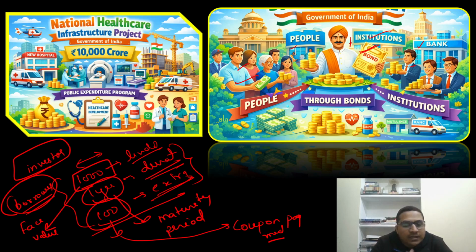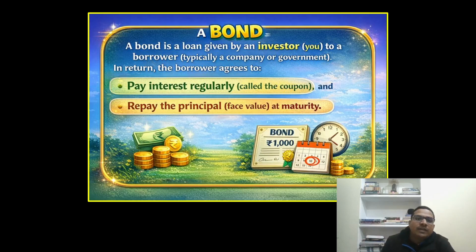So a bond is nothing but a promise note by which the issuer, the person who is giving this promise note, is a borrower and is taking the money from the investor and promises to pay the money as well as extra money to them after the decided maturity period. Okay, so what can we say? A bond is also a kind of loan, can be considered as a loan given by an investor, that is you, to a borrower, typically any company.